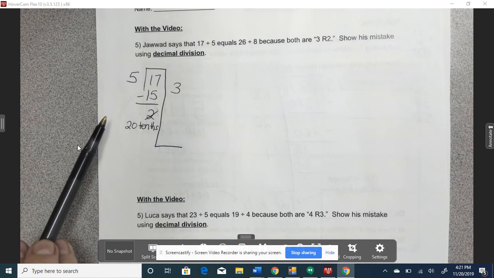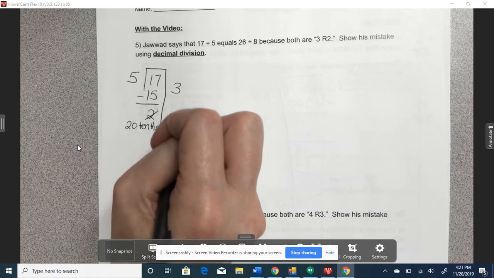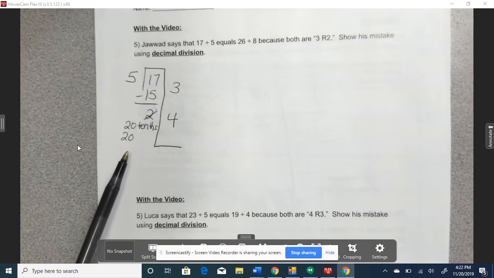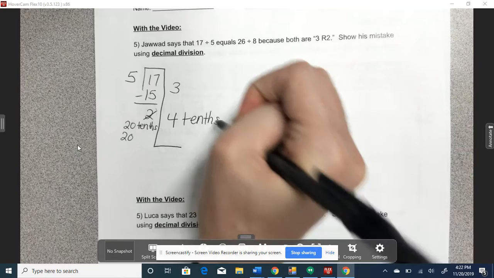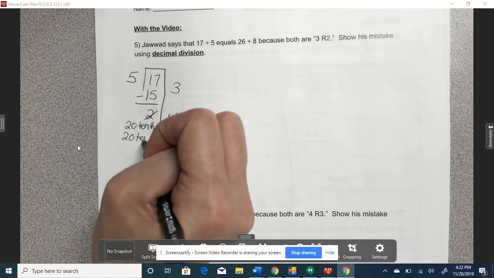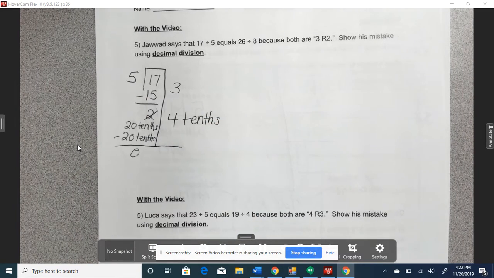I know 5 times 4 equals 20, so I'm going to be writing a 4 to the side. 5 times 4 is 20. Oh, but wait a minute. We're not getting 4 ones. We want to get 20 tenths. So I'm going to actually be multiplying it by 4 tenths. 5 times 4 tenths equals 20 tenths. I'm going to subtract. I get 0. Now that I'm at 0, I know I'm done dividing.